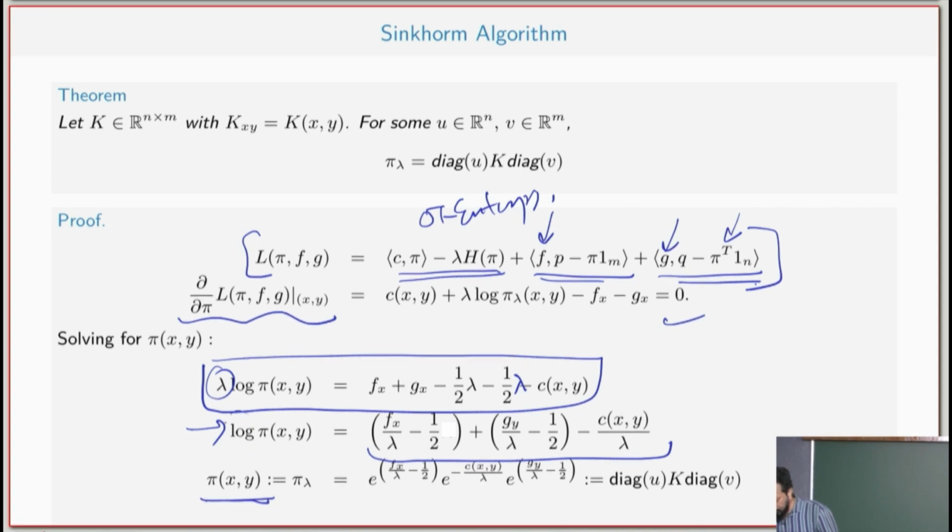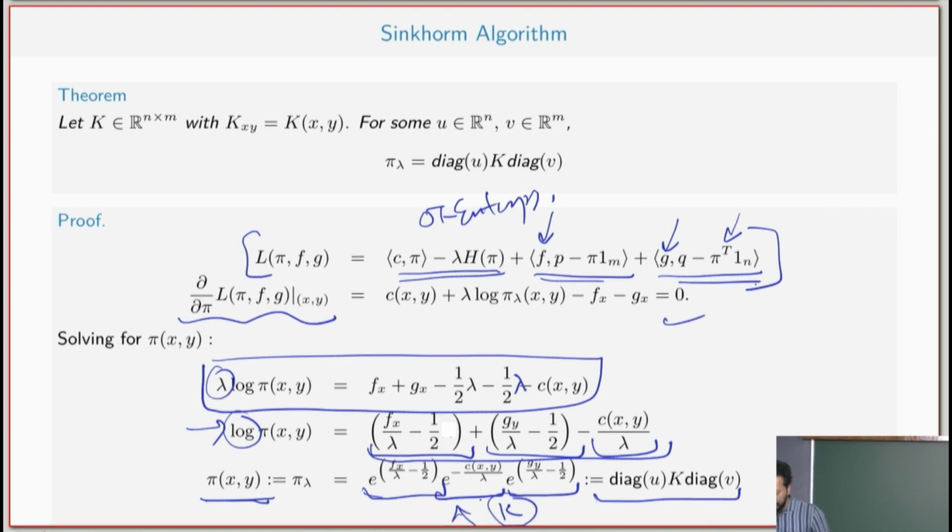If I send the log to the right hand side, it will become an exponential. So this will become exponential, and then the c over lambda will be in the exponential. So c divided by lambda is put in the center, and g y by lambda and f x by lambda are kept on the side. And as you can see now, you are looking at this form. So at the center what you have was indeed k.